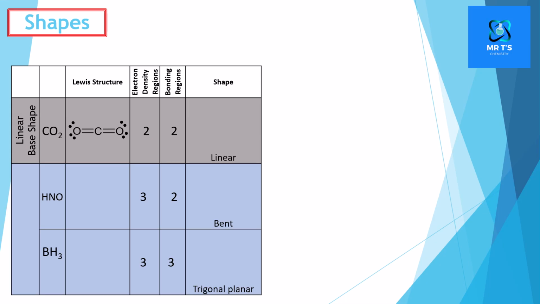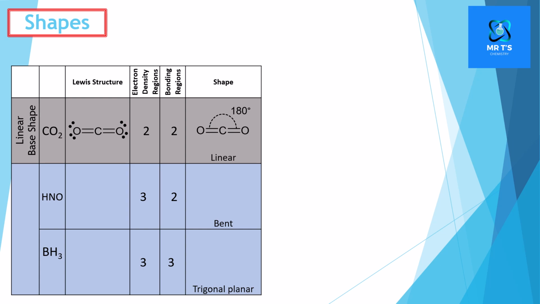Because these are electron regions, regions where electrons are confined to, and they are around the center, these bonds are going to push away from each other as much as possible, and they'll produce this linear shape with 180-degree angles between the bonds, or the electron regions.